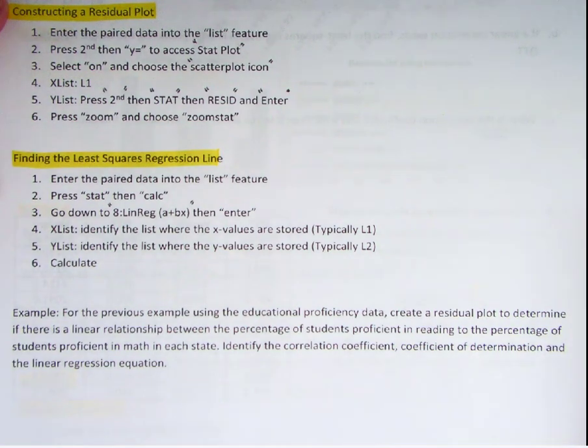Now for this problem, it says to reference a previous example that uses the educational proficiency data. This is the one that talked about the individual states and related the percentage of reading and math proficiency.